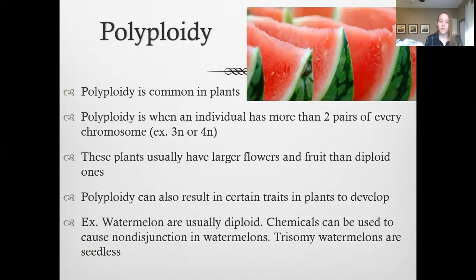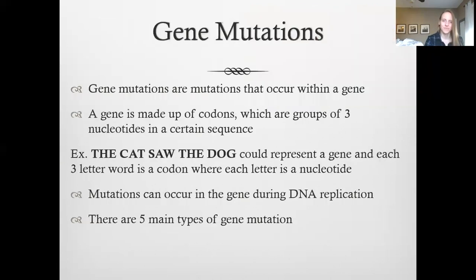In watermelon, we actually force non-disjunction to happen in order to make trisomy watermelons, which are seedless. The normal seed watermelons are diploid. Okay, so that's it for chromosomal mutations. We're now going to quickly run through some different gene mutations, which is when the mutation happens within a gene.